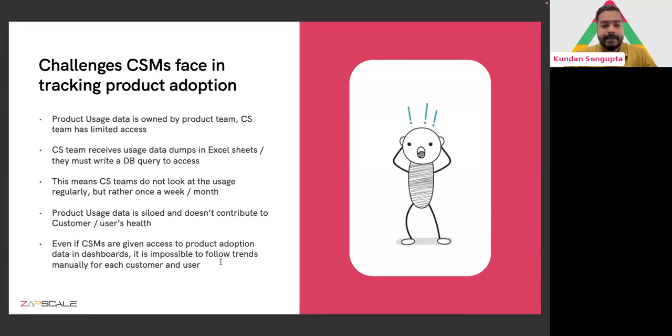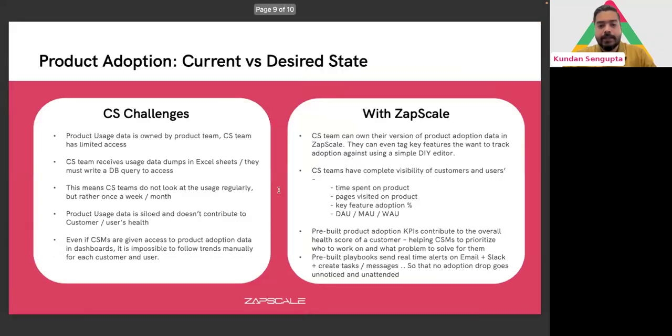So this is something that we have tried to solve in ZapScale. All of these points: ownership of the data, availability of the data, visibility of the data, regularity of the data, and alerts related to the product usage or the product adoption data. So what we do in ZapScale versus what the situation is like looks something like this. We just looked at the challenges that we have as the customer success team to look at product adoption data.